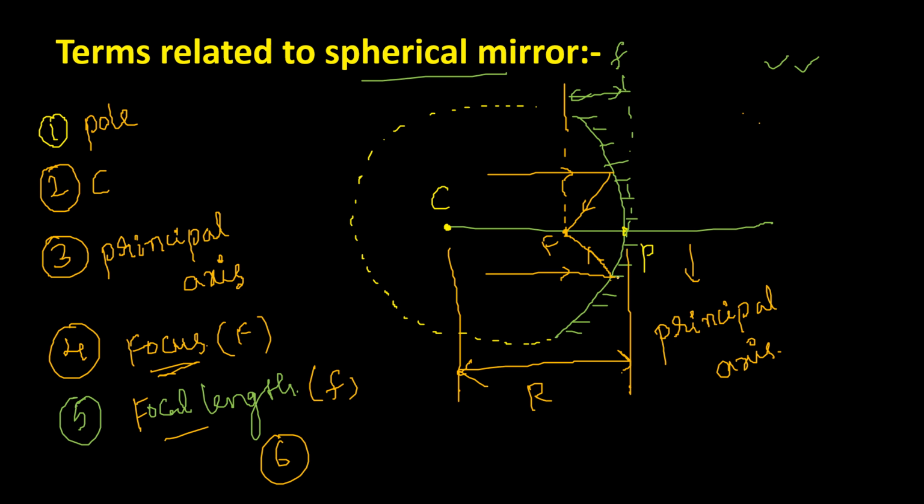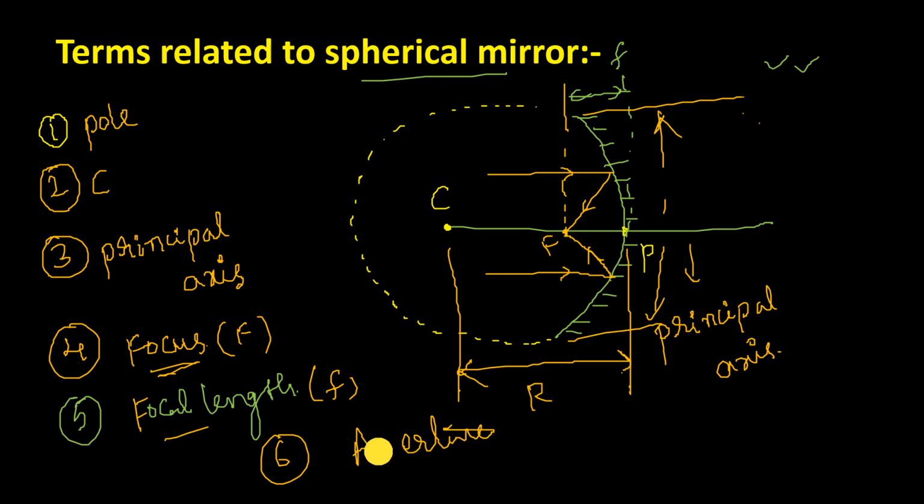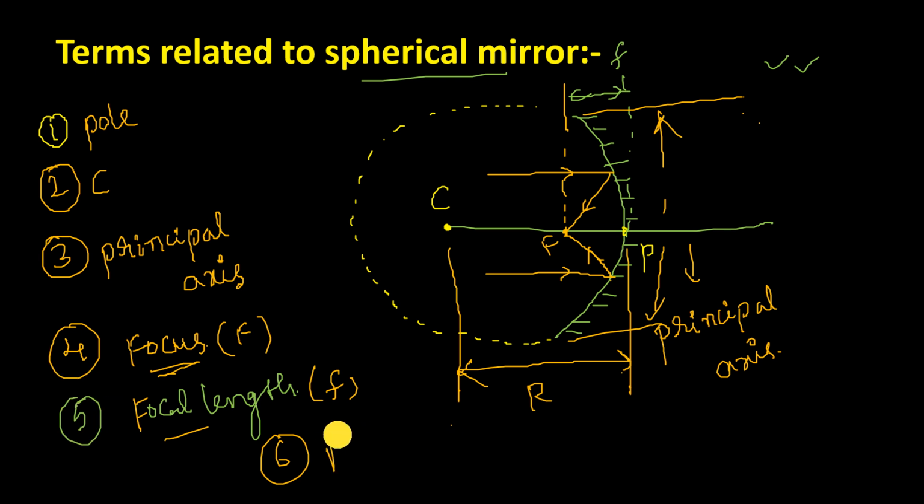Sixth one, the width of the mirror or the diameter of the mirror is called aperture.